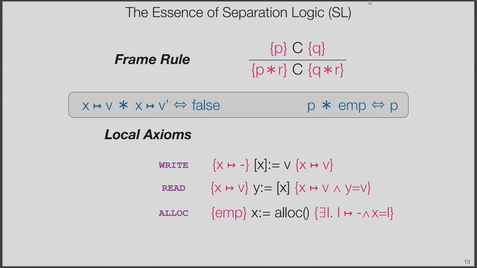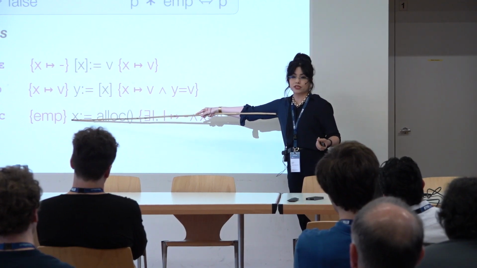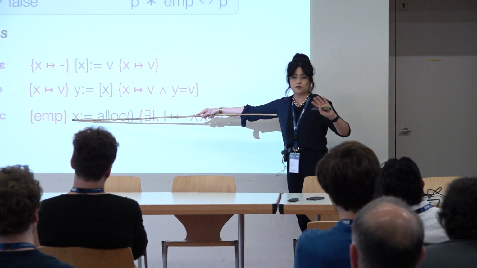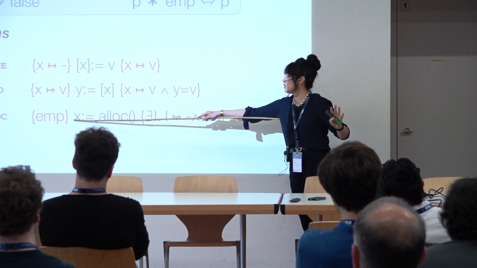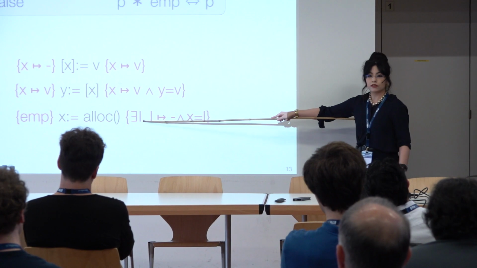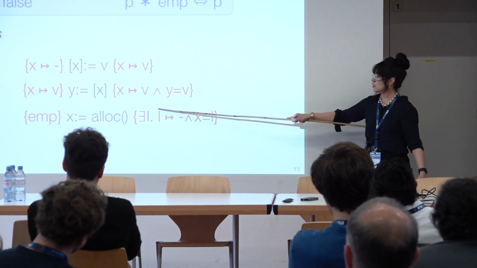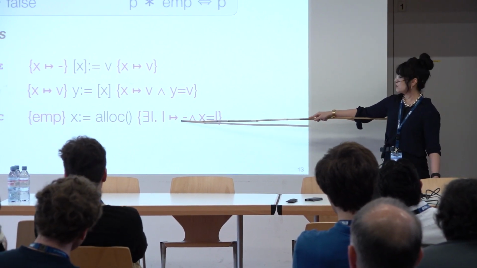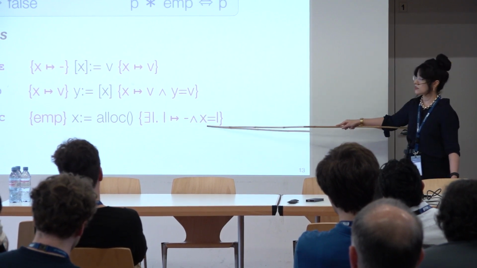So if I want to allocate some new heap location, initially I don't need any resources. This is denoted by this emp notation that says I don't need anything. So I can just start this on an empty heap. And afterwards, I'll return an arbitrary value, this existentially quantified location, which will hold another arbitrary value, and I will return that location in X.